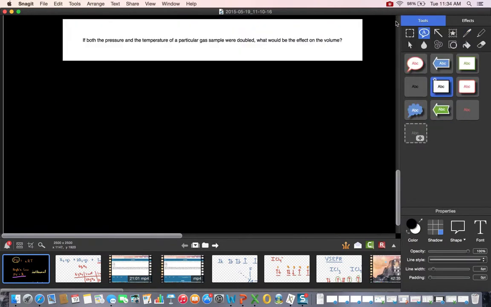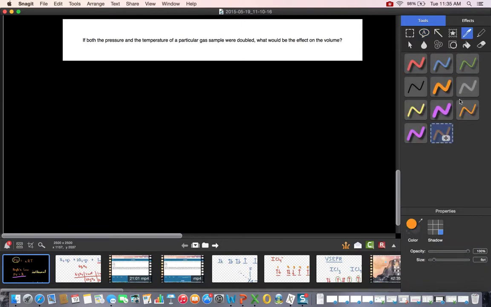Okay, let's move on to another problem. If both the pressure and the temperature of a particular gas sample were doubled, what would be the effect on volume? Notice there's no reference in this question to the number of moles. So let's go combined gas law one more time. So we're looking at P1V1 over T1 equals P2V2 over T2.